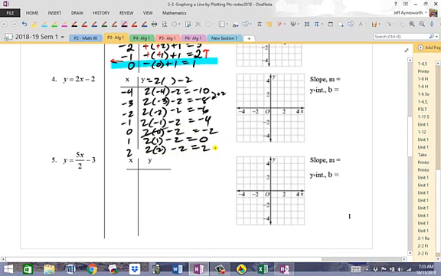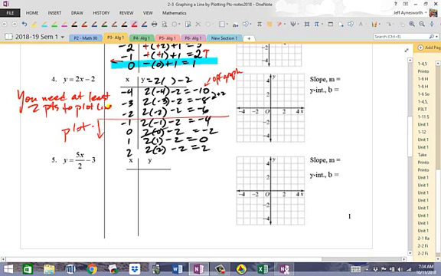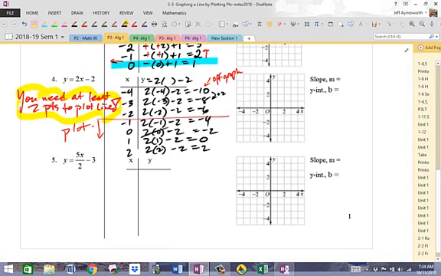Now here, the first 3 points are going to be off the graph. So when I'm looking at my range right here, since these are off the graph, I don't have to plot these. I can plot these points. You need at least 2 points to plot a line. So let's highlight that. Whatever you do, you've got to have at least 2.